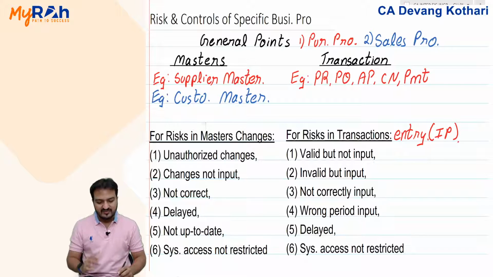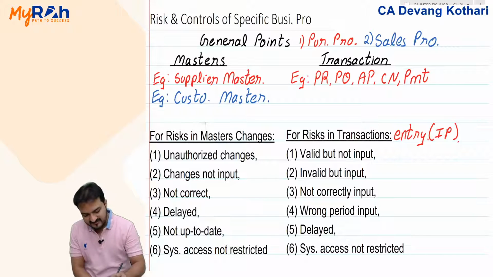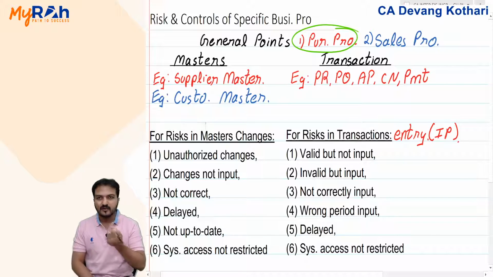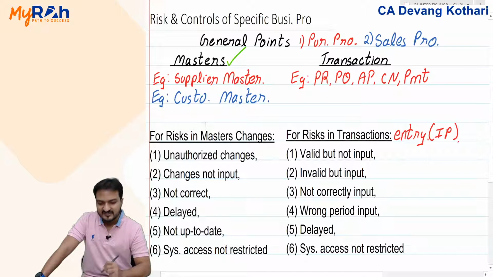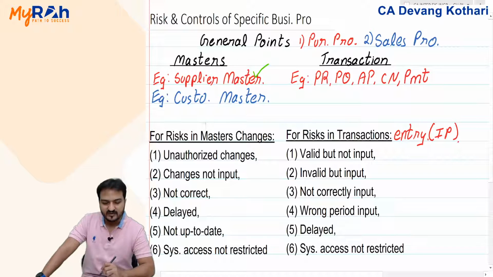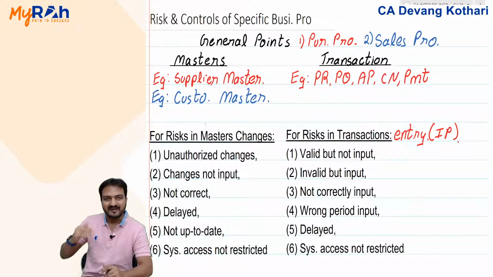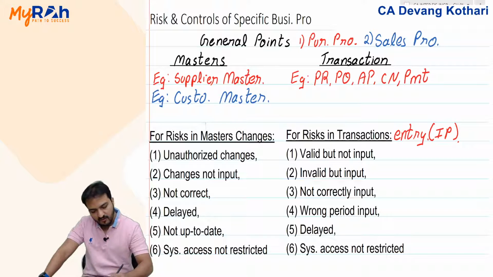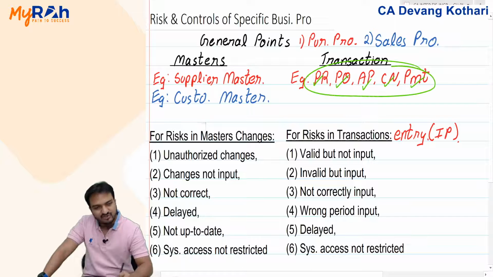Well, I'll just remind you that for one of the topics. So the first topic was risk in purchase process. In case of purchase process, what is the master data involved? Purchase process mein master data is the supplier master. That is the list of suppliers which contains the address, telephone number, bank account details of the supplier. In case of purchase process, transactions will be purchase requisition, purchase order, accounts payable, credit note, payment, etc. These are the transactions involved.